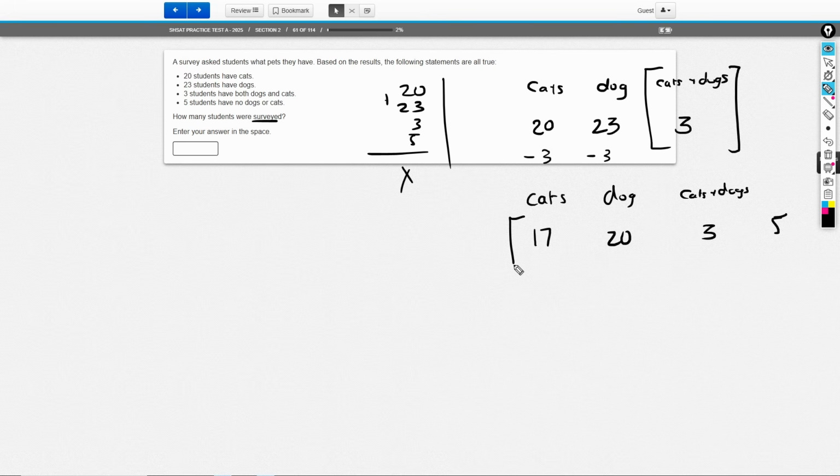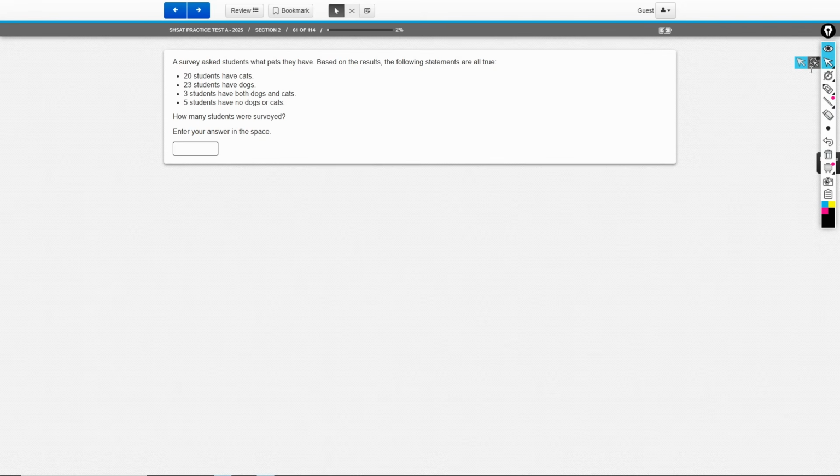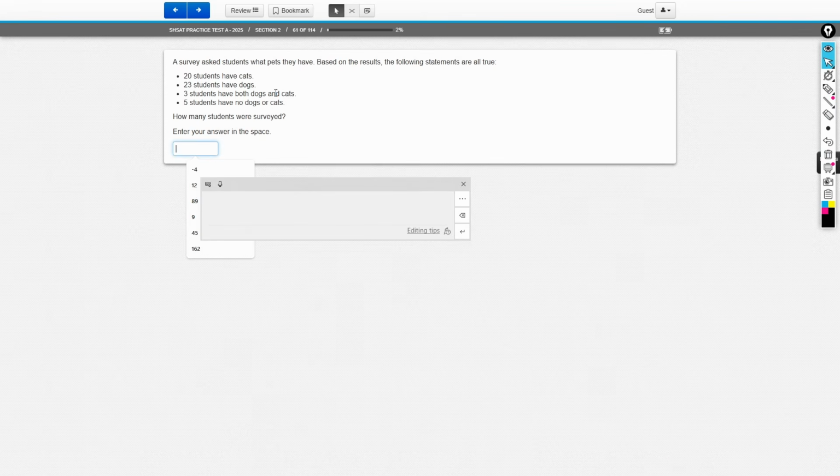So now this is technically how many people were actually surveyed. It's 17 plus 20 plus 3 plus 5. 17 plus 3 is 20. 20 plus 20 is 40. And 40 plus 5 is 45. And that's going to be the correct answer here. All right. So we're going to go ahead and we're going to type in 45.